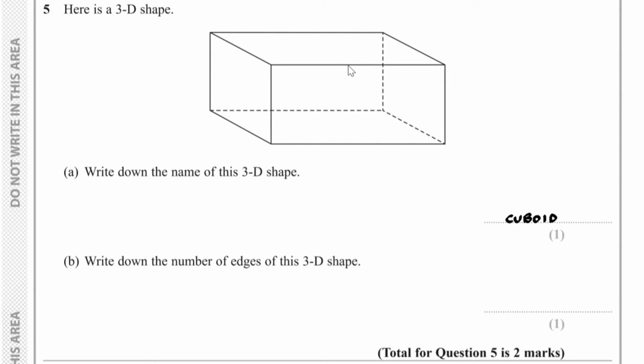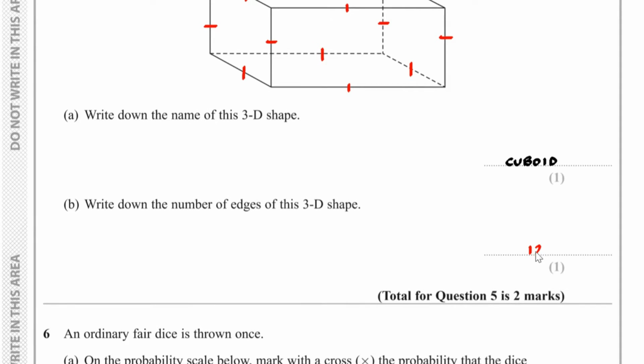Well, we have an edge here and here, then here and here, and then we have another edge here and here, we have another edge here and here, then we have an edge here and here, then we have another edge here and here, and it turns out then we would have 12 edges.